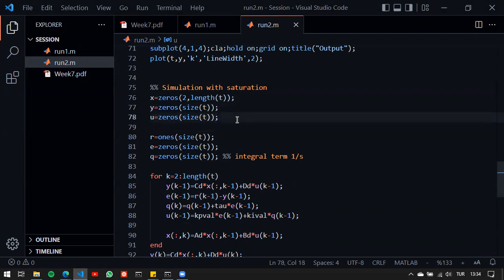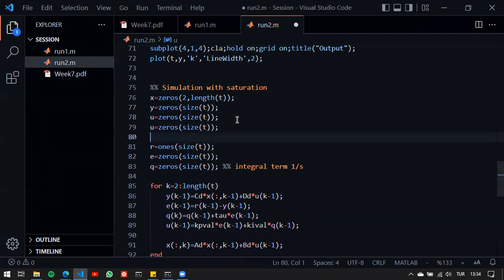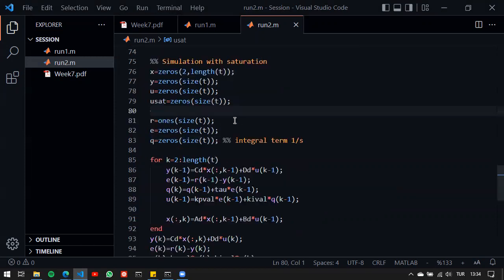Therefore, we will have two different control signals. One of them will be the raw control signal. The other one will be the saturated control signal. Therefore, we need to define another control signal here. Let's call it U-sat, which will be basically the output of the saturation element if the input is U.